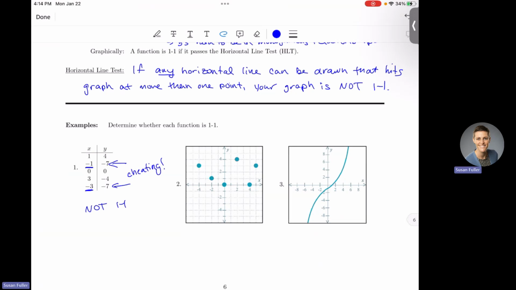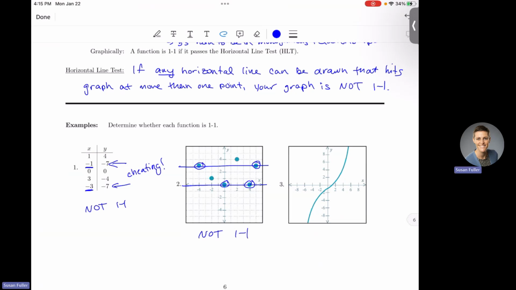All right, let's come to number two. Does this pass the horizontal line test? Do I have any y's that are cheating? It does not pass the horizontal line test. I've got y equals 3 cheating. I also have y equals 0 cheating. That means that this is not one-to-one. I've got two y values that are cheating.